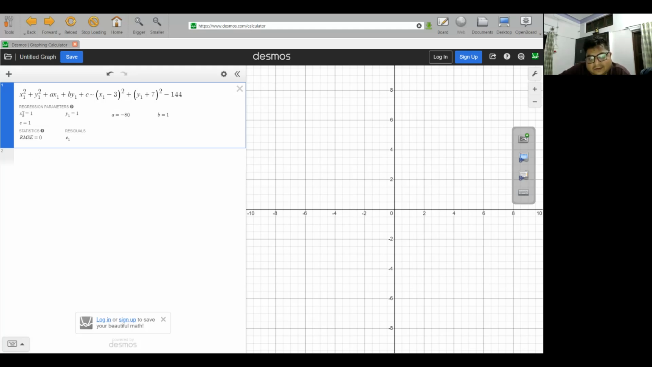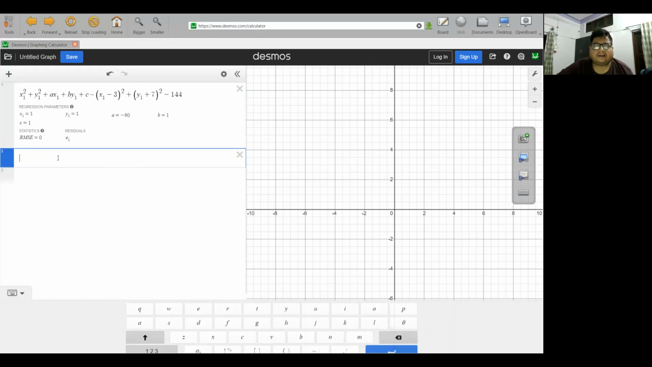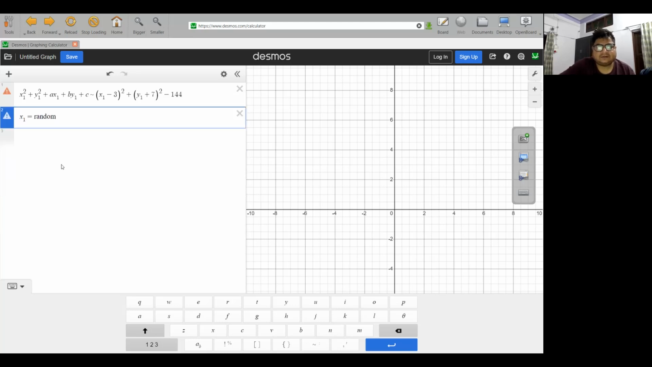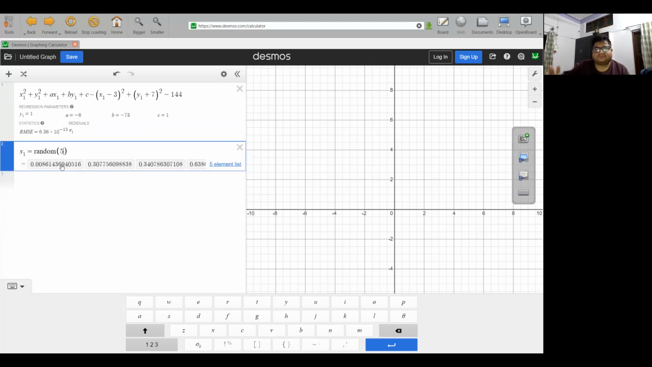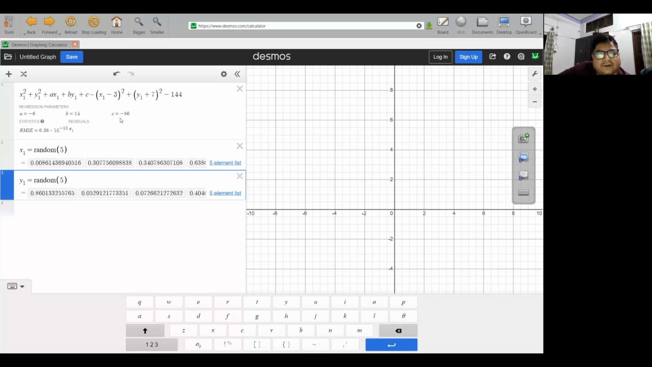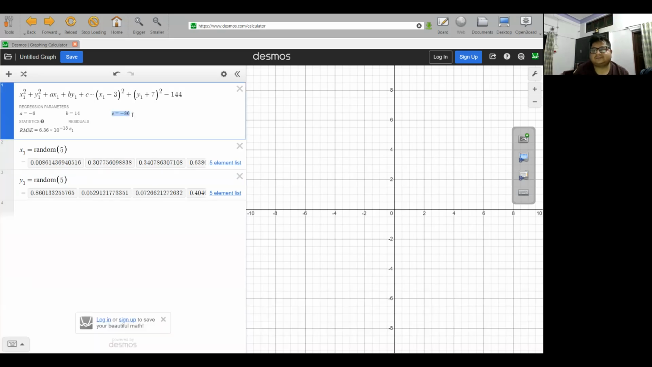Now they are taking random values like x1 is 1, y1 is 1. But my question is why they take these values. So I give that condition to Desmos: you can use a random function, take any random 5 values. Same for y1. Now you can see the value of C is -86. So the answer is -86.